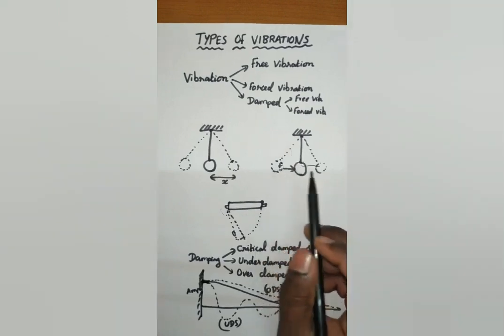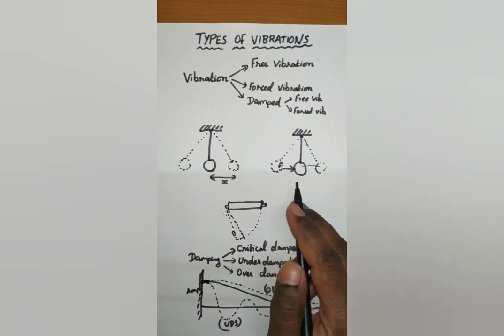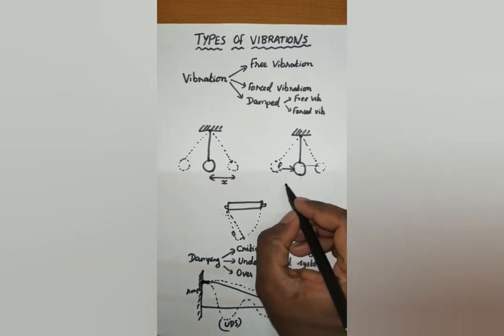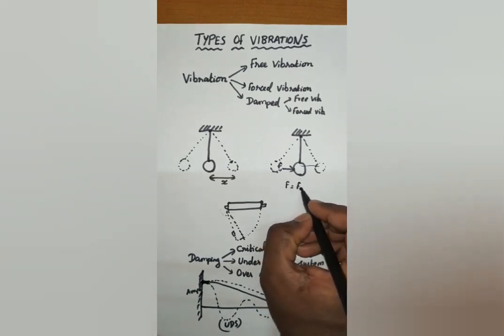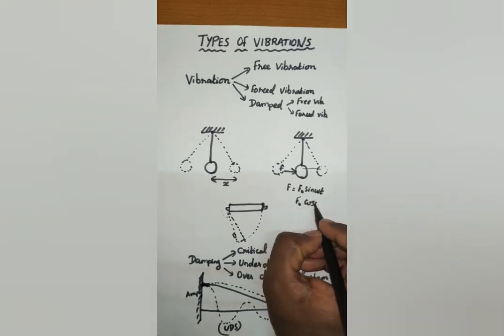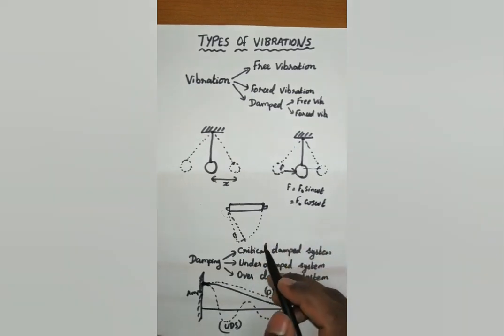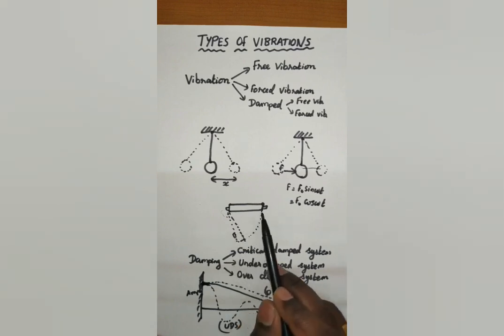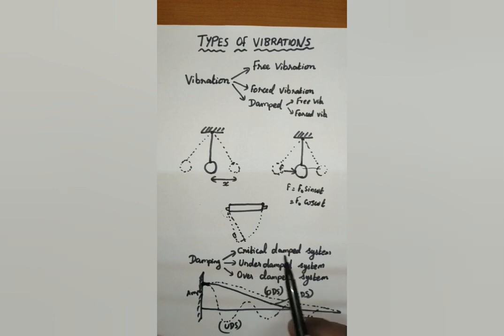This forced vibration will be a kind of harmonic motion, harmonic oscillation. Because of that, generally this force is represented in terms of sine or cos: F naught sine omega t or F naught cos omega t, because of its harmonic nature. And in case of damping system, there are three types: critical damped system, under damped system, and over damped system. We have seen the corresponding picture with the example of a door stopper, that is, with the damper, how the closing effect is happening for the three damping systems.